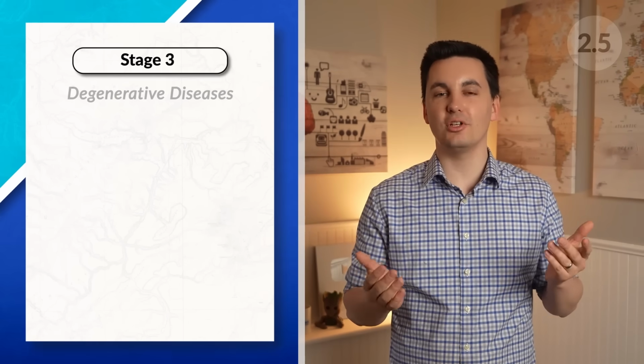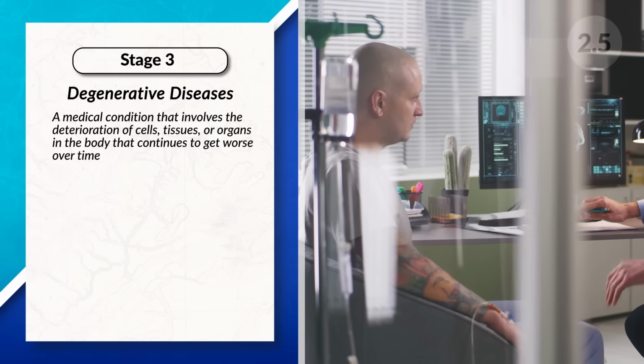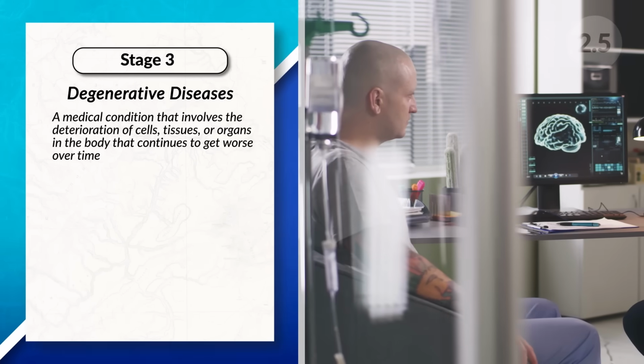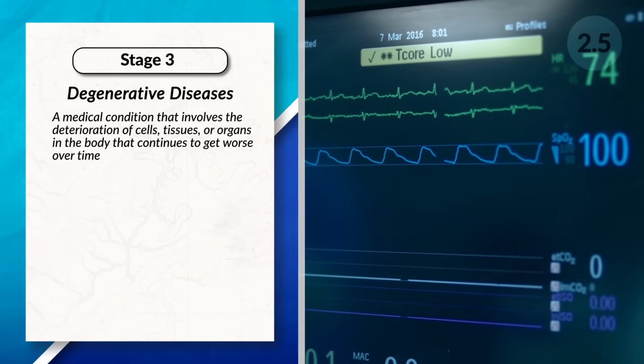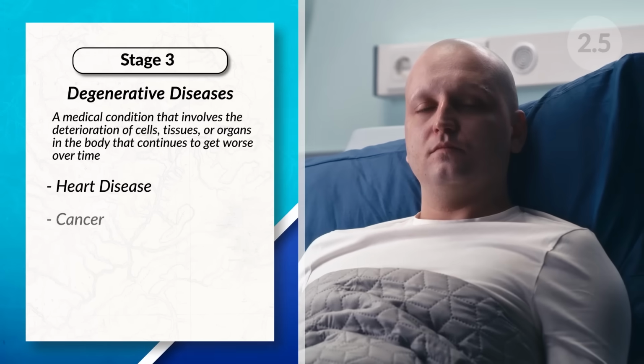As societies continue to progress, they eventually reach stage 3, which is characterized by an increase in degenerative diseases. During this stage, people start to live longer and begin to die from diseases that are either caused by human behavior or are related to aging. Examples include heart disease from eating unhealthy food and various types of cancer.